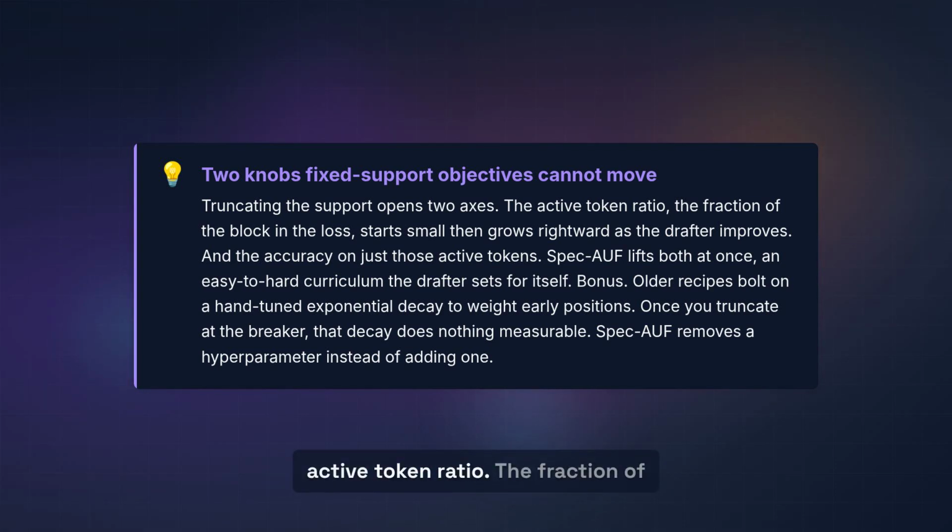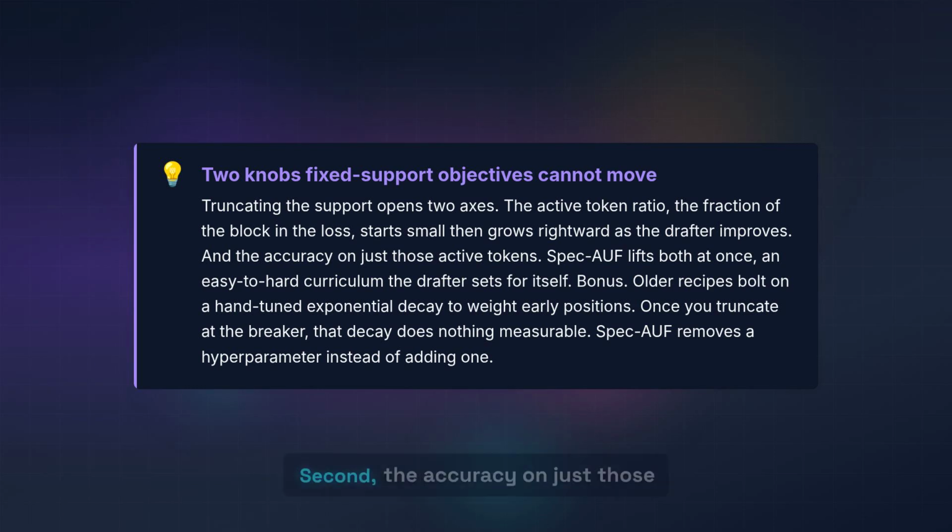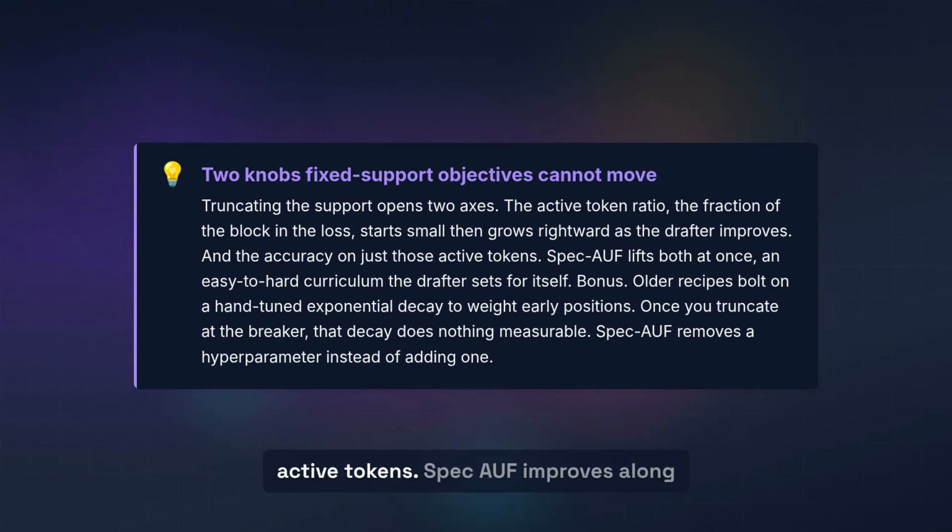First, the active token ratio, the fraction of the block actually in the loss. It starts small because the first error sits near the front, then grows rightward as the drafter improves. Second, the accuracy on just those active tokens. SpecAuf improves along both axes at once, an easy to hard curriculum the drafter sets for itself.